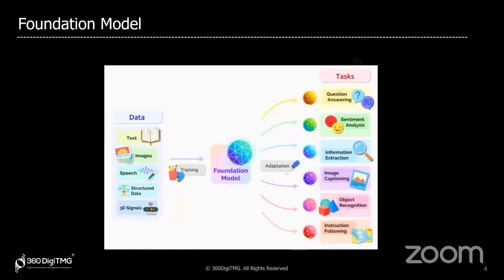As we know, in these foundation models our data will be from different domains. It can be from text, images, speech, structured data like from databases or spreadsheets and so on, and 3D signals like data from sensors or 3D imaging technologies. After getting all this data, we will feed it into a model, allowing our model to learn patterns, structures, and relationships between the data.